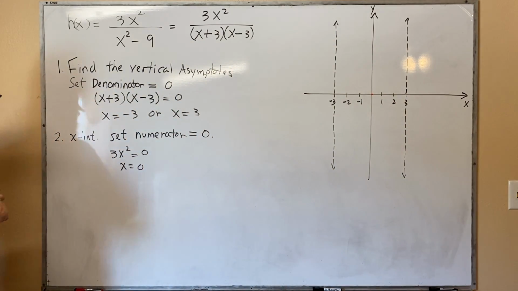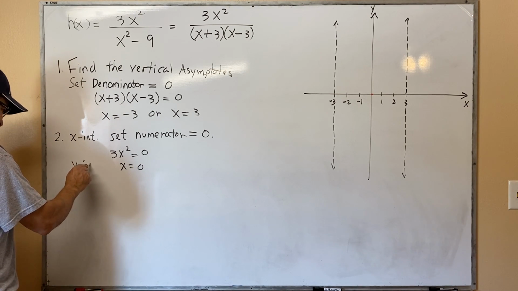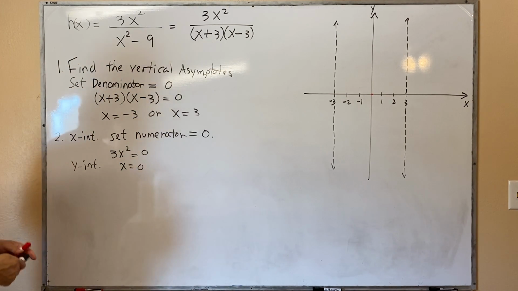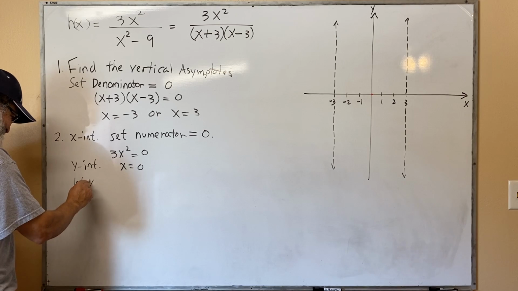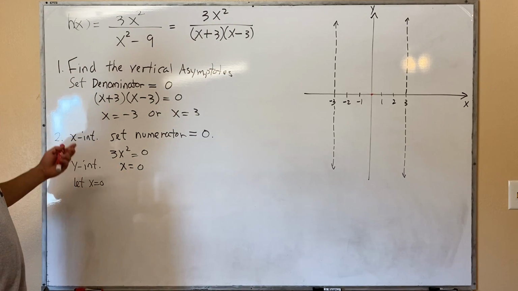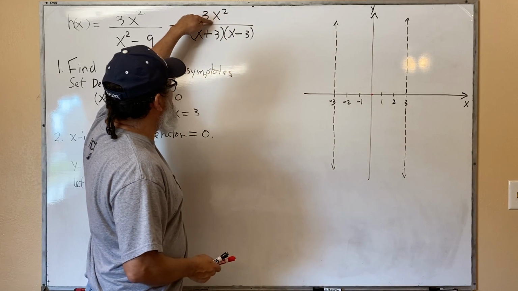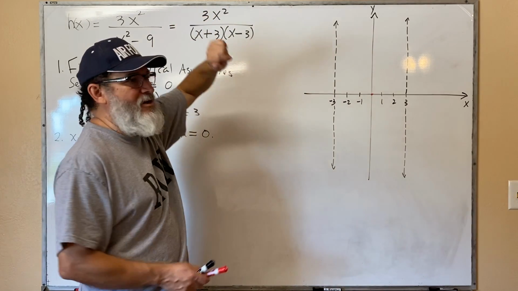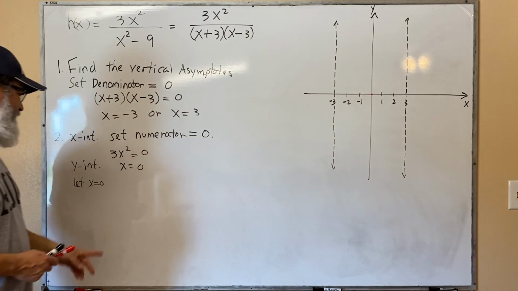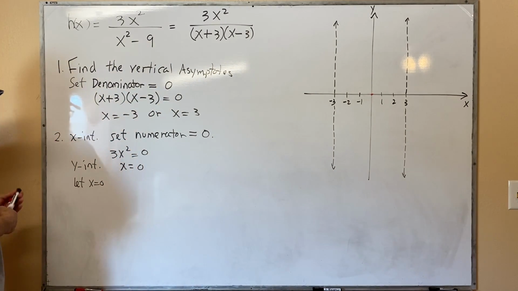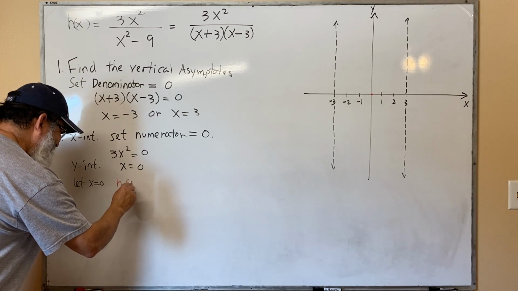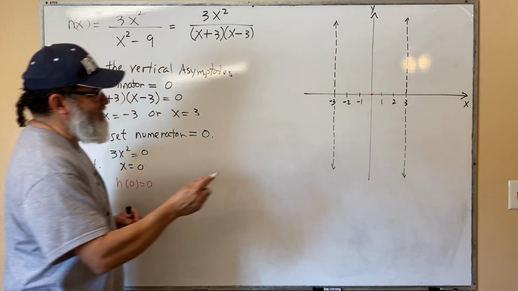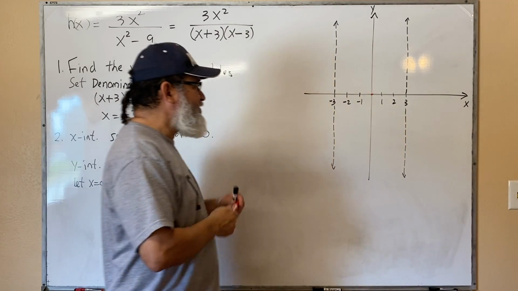Also find the y-intercept. How do you find the y-intercept? Let x equal 0. If x is 0, this is 0 over -9, which is 0. It's the same thing. When x is 0, h of 0 equals 0, okay? The same point. Good.